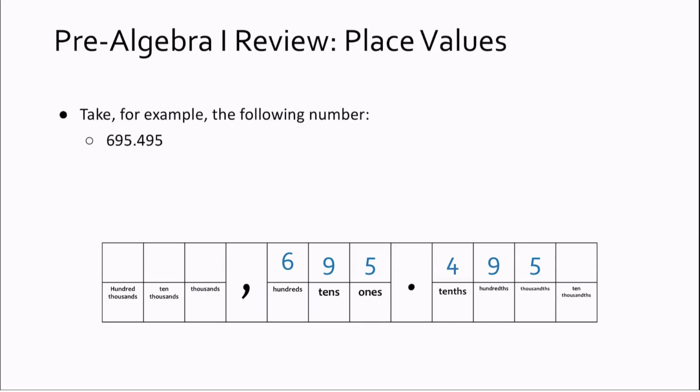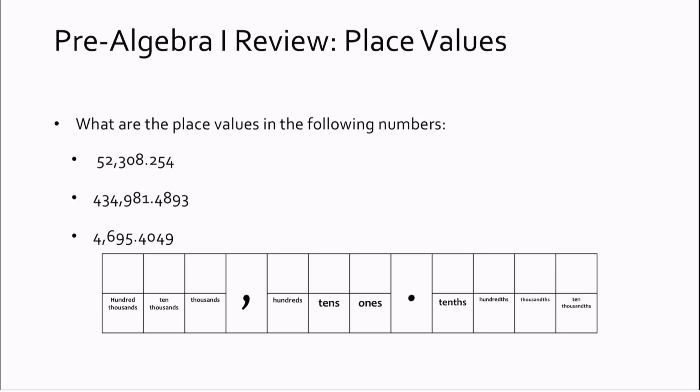So for example, if we take this number, 695.495, in the hundreds place we have a 6, in the tens place a 9, in the ones place a 5. Then we have our decimal point. In our tenths place, we have a 4. In our hundredths place, we have a 9. And in our thousandths place, we have a 5. So we could say we have 695 and 495 thousandths. Or we would normally say the number as 695.495.